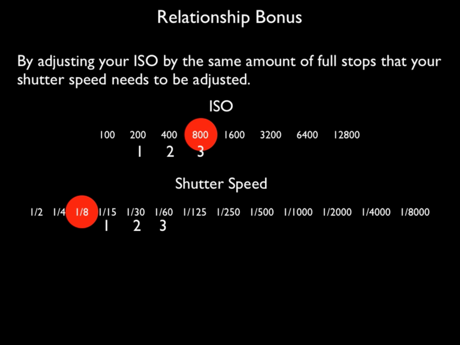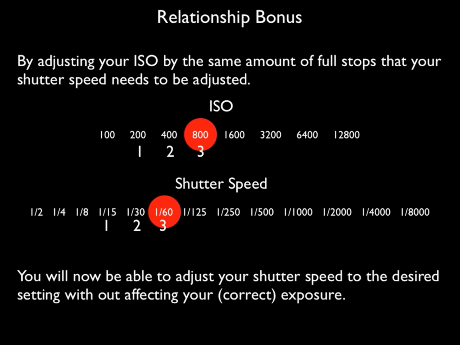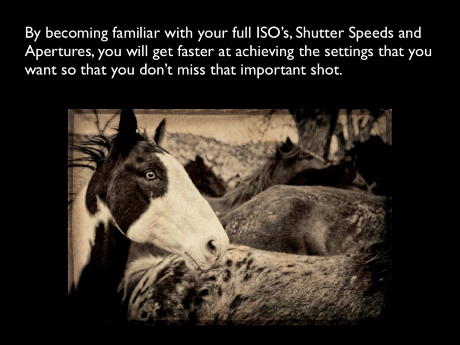By adjusting your ISO by the same amount of full stops that your shutter speed needs to be adjusted, you will now be able to adjust your shutter speed to the desired setting without affecting your correct exposure. By becoming familiar with your full ISOs, shutter speeds, and apertures, you will get faster at achieving the settings that you want so that you don't miss that important shot.